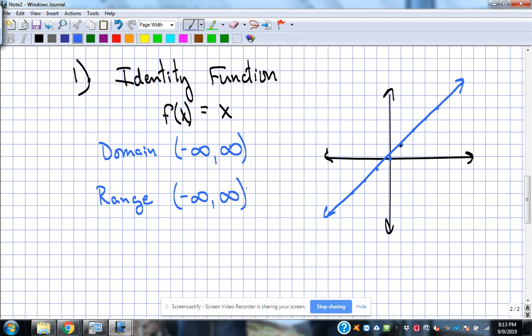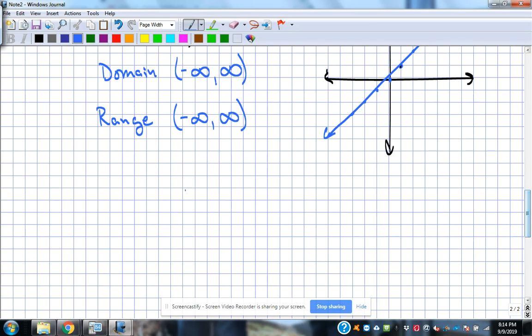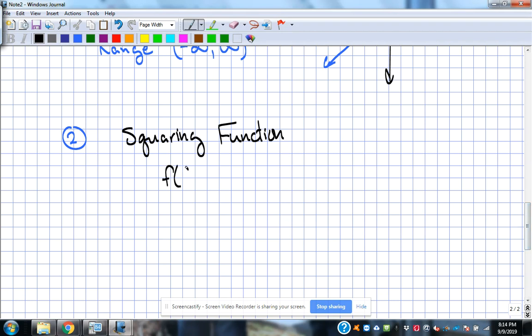Okay. So one of the things that you'll have to do is recognize and know the name of different functions by their graph and then know about the domain and the range for them. Okay. So the identity function. Number 2 is the squaring function. The squaring function squares x. It's f of x is equal to x squared.